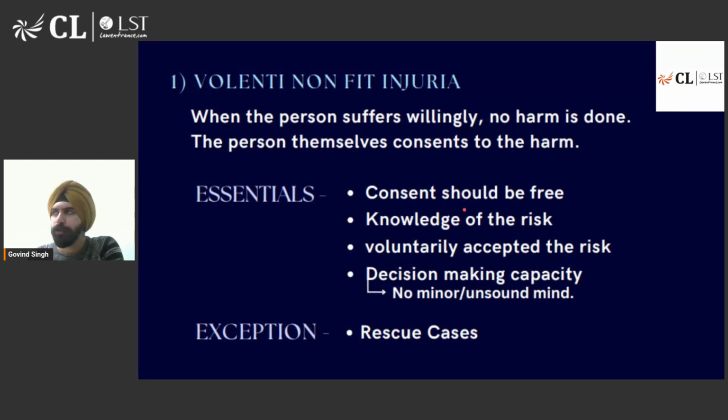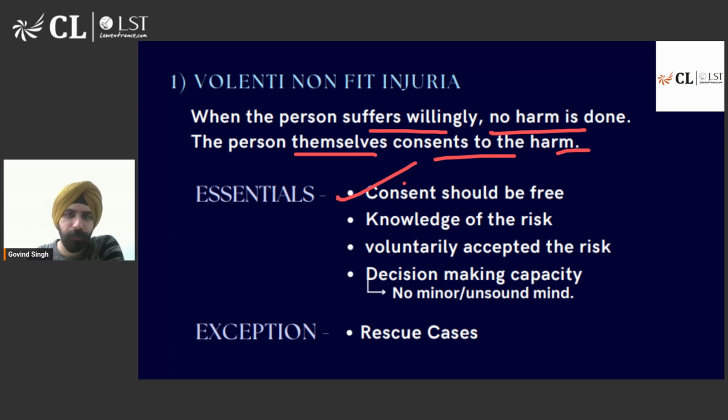So let's begin. So volenti non fit injuria, as we looked at in the previous class, is when a person suffers willingly, then no harm is done. Right? The person themselves consent to the harm. There have to be these four essentials which are met. The consent to the harm should be free. That means it should be voluntary. The person should have the knowledge of the risk, should have voluntarily accepted the risk, and should have the decision making capacity. That means he or she should not be a minor or of unsound mind.